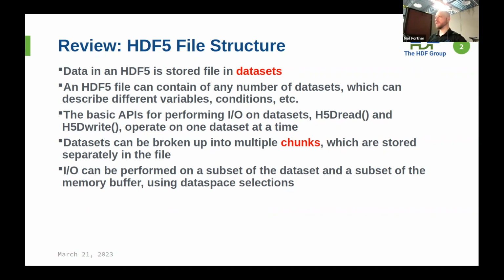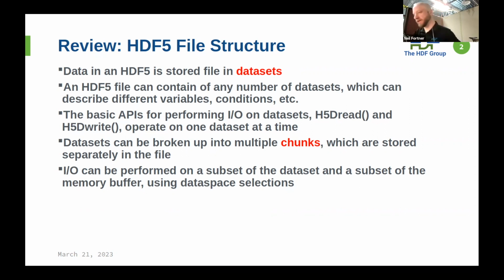And the basic API for performing I/O on datasets, which is H5Dread and H5Dwrite, which has been around since the start, they only operate on one dataset at a time. So if you have 100 datasets in your file, you have to write to them one at a time.